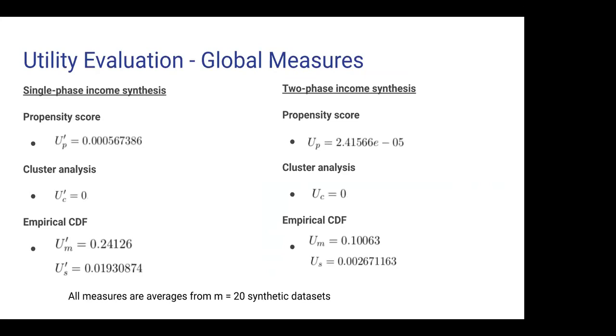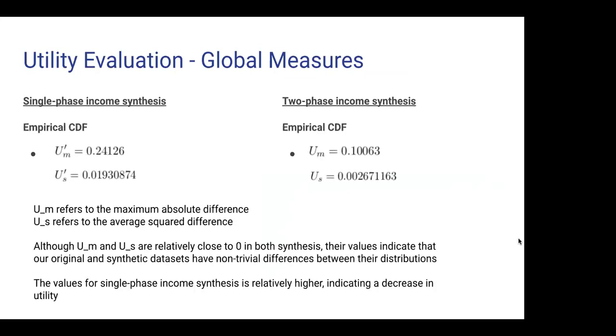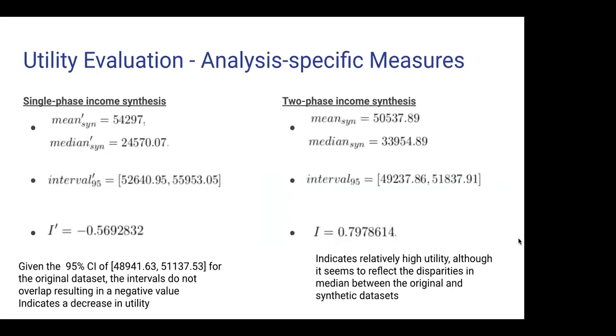Okay, so next slide. And now, for the global measures, this is just explaining basically what I said, the CDF. Okay, and then the analysis-specific measures, we can see that the mean for the two-phase income synthesis was fairly close, and the mean of the actual data set was about 50,000. So it was a lot closer in the two-phase than the single-phase.